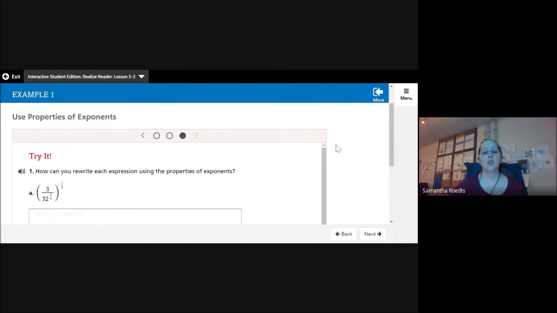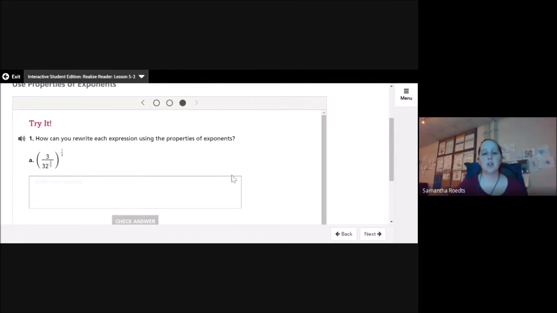All right, so let's try it out. How can you rewrite each expression using the properties of exponents? So I have 3 over (3/32)^(2/5) raised to the 1/2 power. Okay, so I have 32^(2/5), so I can actually take 32^(2/5) and just simplify it, which gives me 4. So this is 3/4 to the 1/2.